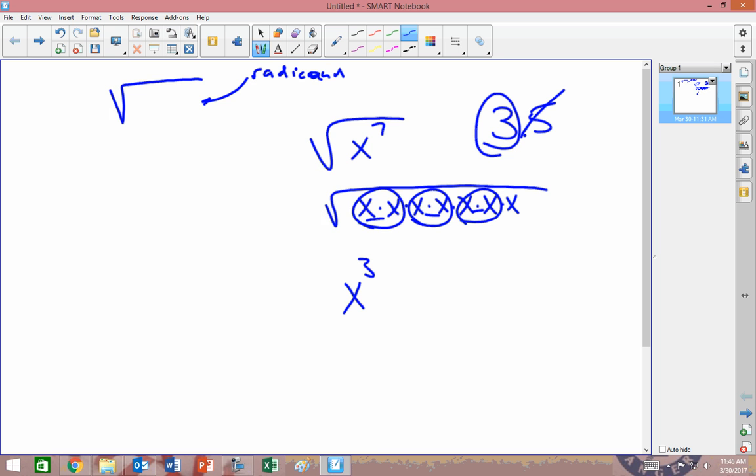1, 2, 3 couples. Now this guy right here is sad and lonely. He does not have a date, so he has to stay inside the house. So our answer is x to the third times the square root of x, okay? Because there's no square root of just x by itself. You got to have a partner to come out of the house, okay? If you got a partner, you can go out. If you don't have a partner, you got to stay in the house, okay?